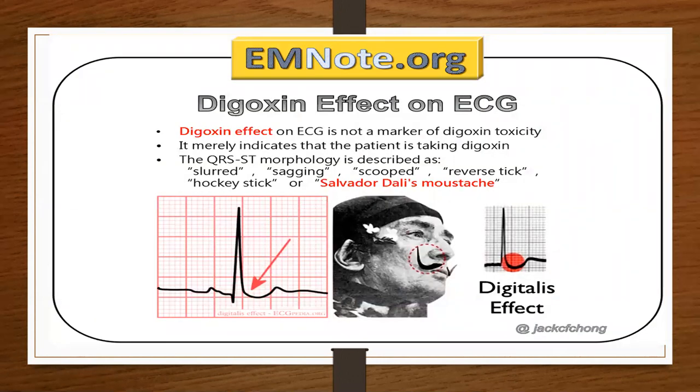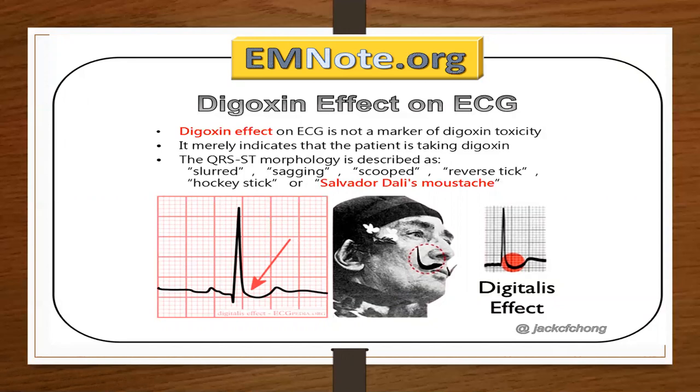So moving right along, a medication that specifically affects your EKG reading is digoxin. Digoxin effect on the ECG is not a marker of digoxin toxicity per se. It merely indicates that the patient is taking digoxin. However, it does alter your EKG.